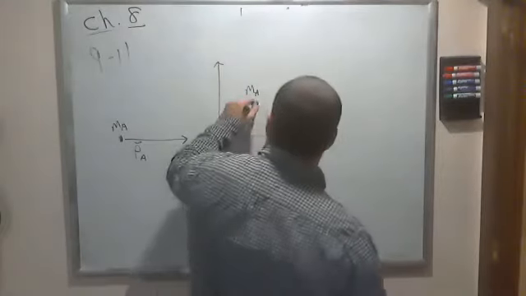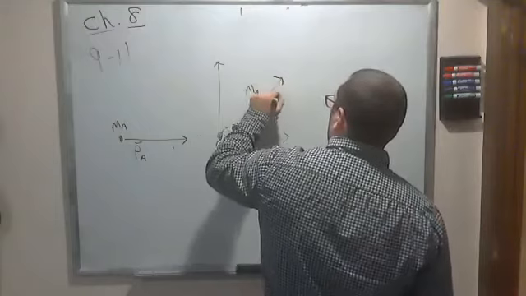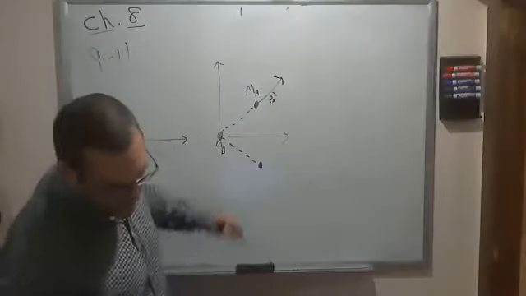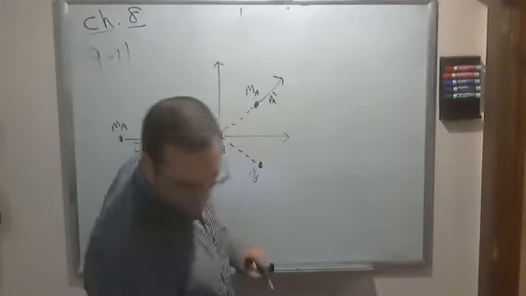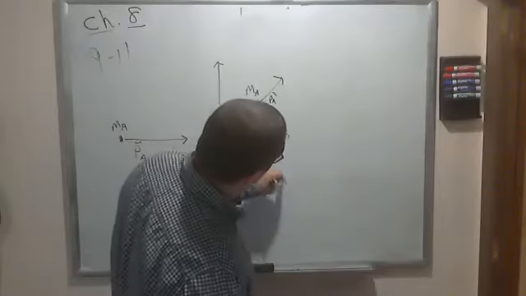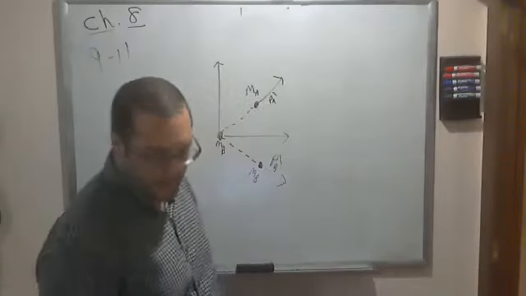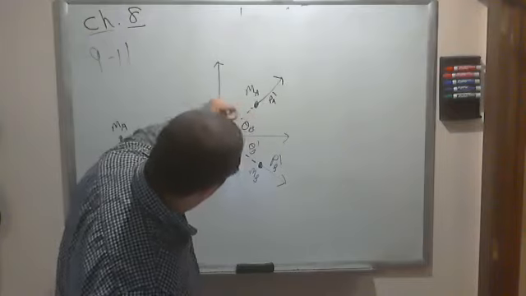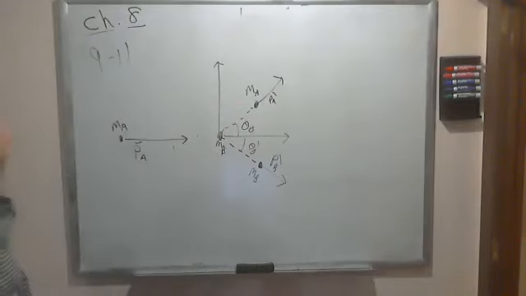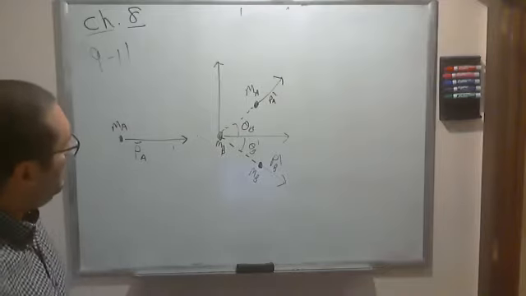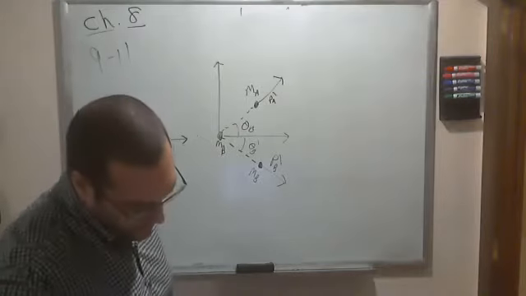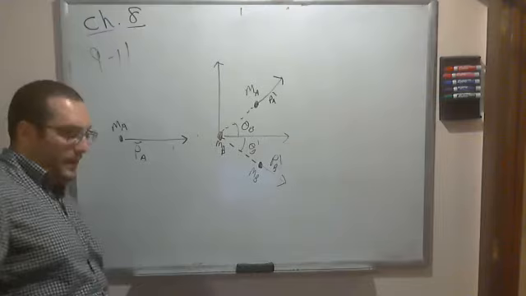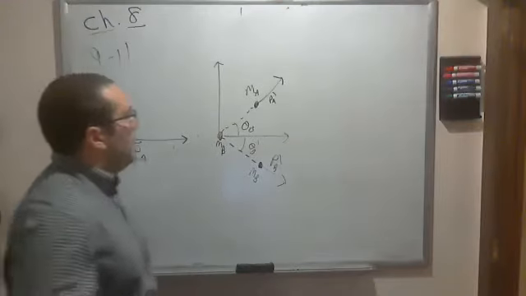mass A goes this way, PA prime, and then mass B goes this way, PB prime. Right? Now, what we have to do is relate the momentum in the x and the momentum in the y. So what is the initial momentum in the y and the x?